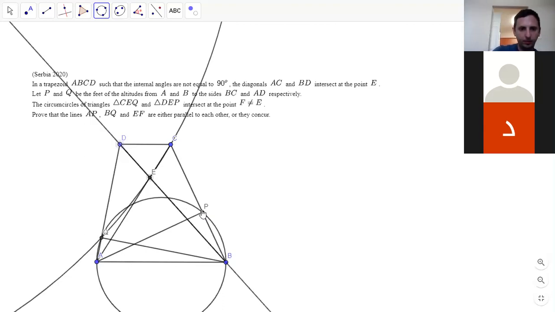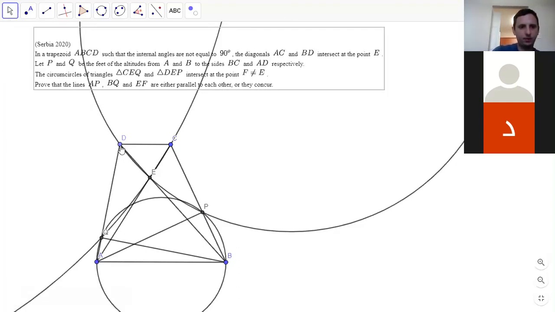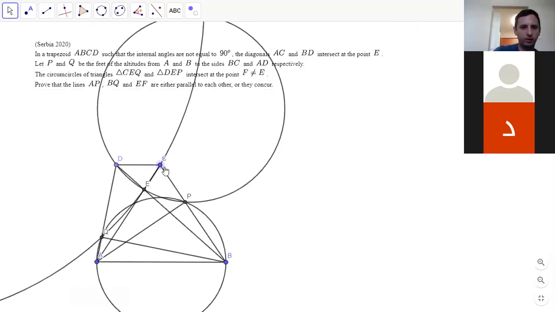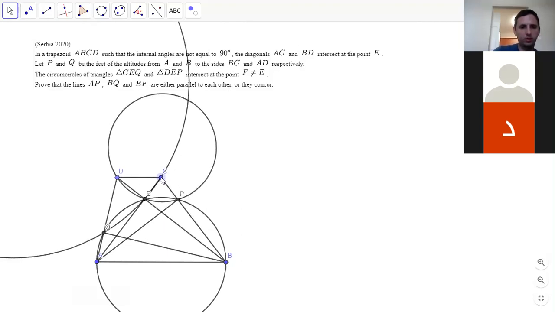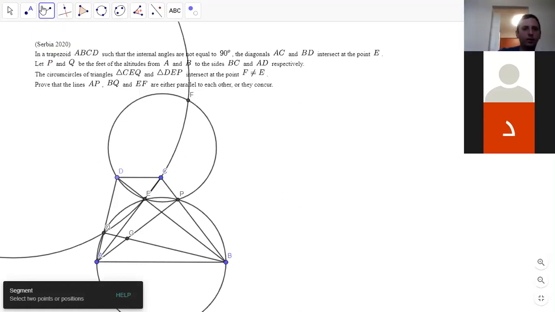Let me make it so I can see where they intersect. This is a tricky, okay, something like that. And if they intersect at F, we want to show that AP and BQ intersect at this point. So I don't know if we could use Michel's theorem. Basically, we want to show EF and that point are collinear.